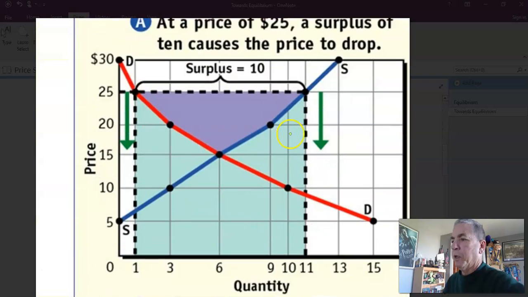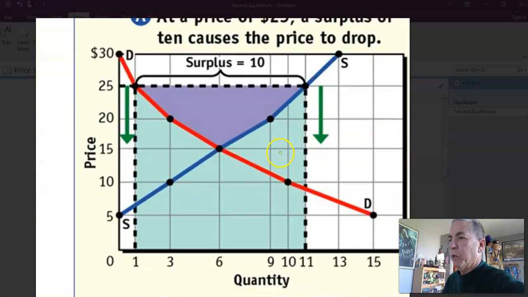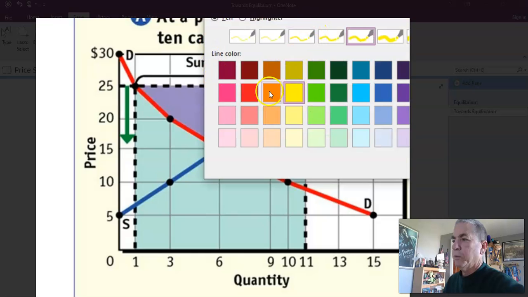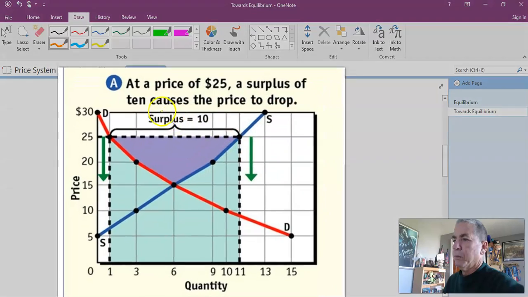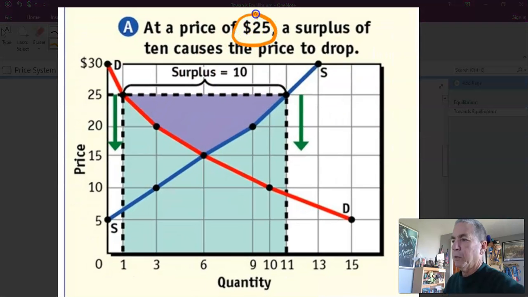Let's take a look at a new graph here. Let's take a look at what happens at a price in this example of $25. Okay, so at $25, what happens? That's right here, and we talked about this just in that previous graph. Now you can see here in this purple, it's all shaded in. So here's equilibrium right here.